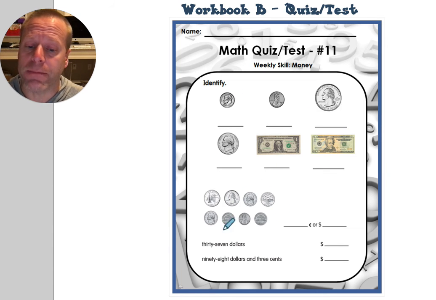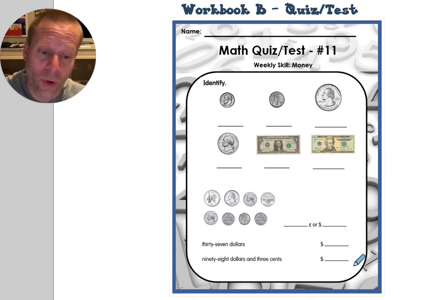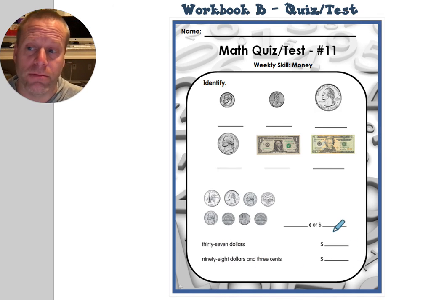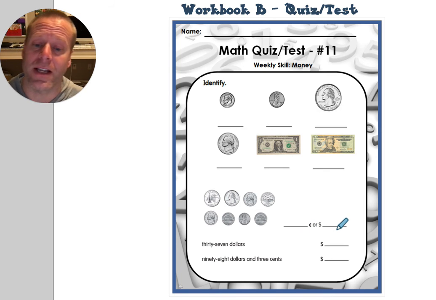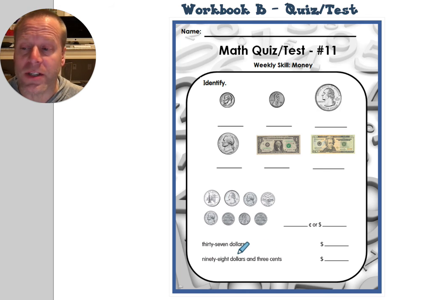Then you're going to be counting up some coins, and you're going to be reading some words and writing the dollars and cents that match. So take a second, identify the coins and bills, count the coins and write the amount. Change the amount into just cents if you can, or change the cents into dollars and cents if it's possible. Write down what these words say. That's the first page.